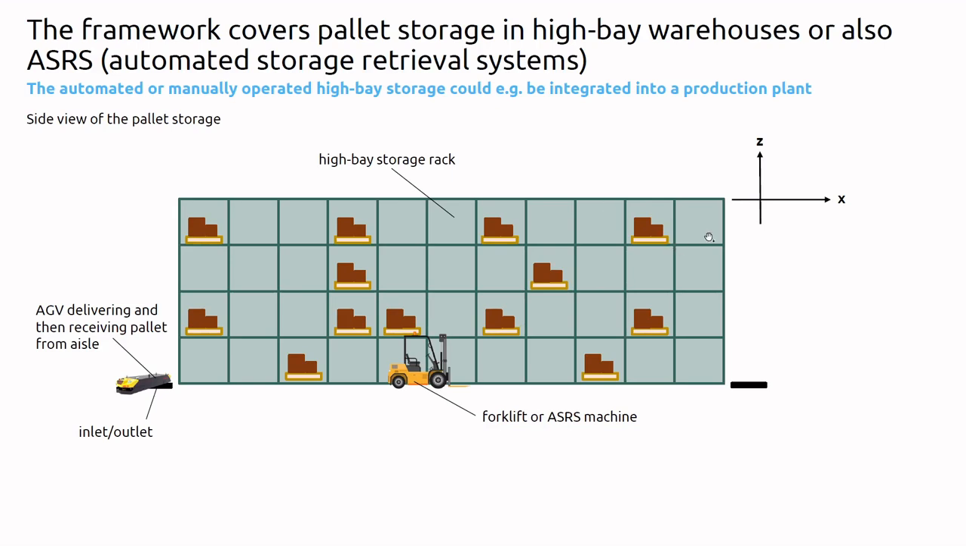Let's say you have a pallet storage like this one here in a high bay storage rack with, for example, a forklift for operating the storage aisle and interchange positions for handing over pallets to and from the storage aisle. So this could be via an AGV or, for example, other forklifts. And you want to model it, you want to simulate it, for example, assessing throughput capability or storage utilization.